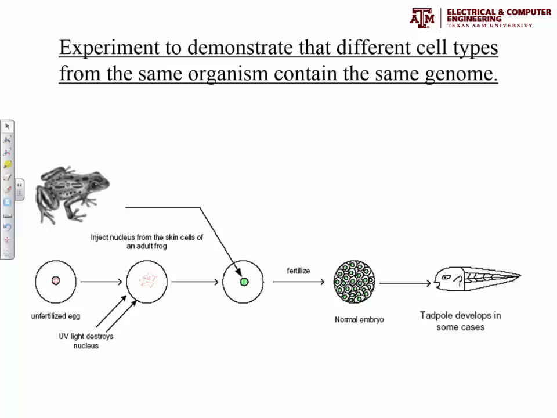It may not happen in every case, but even if in one case you get a tadpole, that's enough to show that the information in the skin cell has all the information that was there in the egg. People have done these kinds of experiments, and a lot of times these are not successful because they have to be done under the right conditions, but they can show conclusively that every cell in this organism has exactly the same DNA. It's a question of which genes are turned on and turned off.